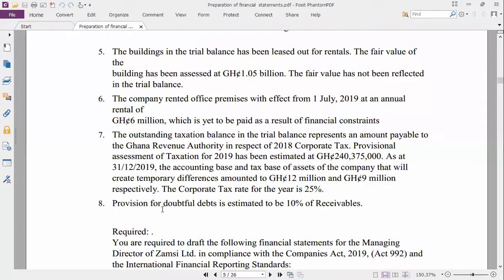The outstanding taxation balance. As soon as you mention tax, don't forget the principle, the CUD. It says that the outstanding taxation balance in the trial balance represents an amount payable to the Ghana Revenue Authority in respect of 2018 corporate tax. This one is owing. This is not under or over. It's like last year, the tax that you paid is not enough.